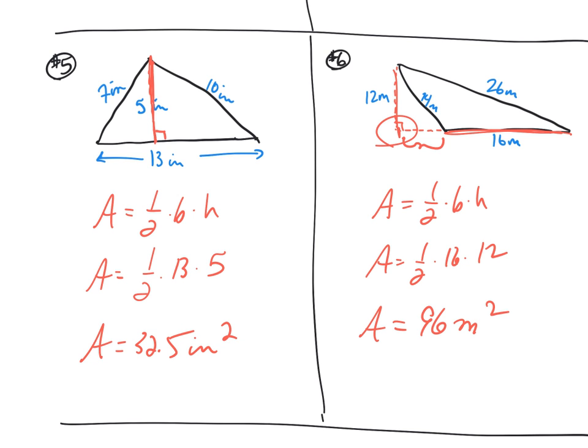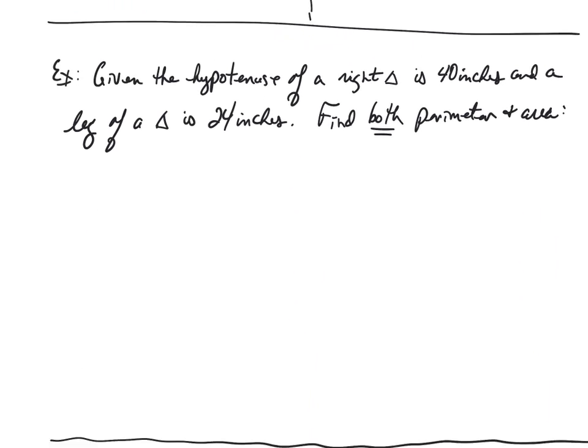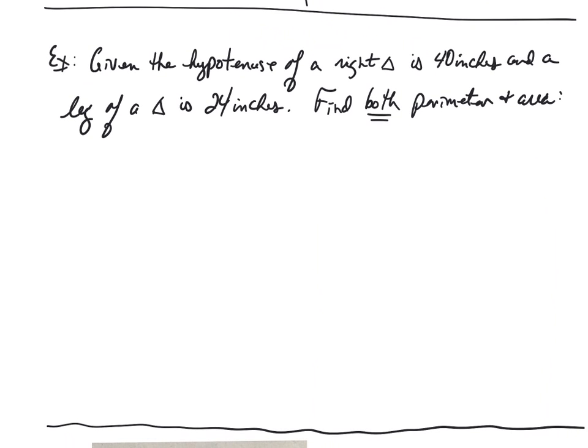Okay, so that's an example problem with each of our basic shapes and each of the different types of triangles we could have. Now I'm just going to change up on you a little bit. I'm going to ask you this time to find both perimeter and area. So here we go. Given the hypotenuse of a right triangle is 40 inches and a leg of the triangle is 24 inches, find both the perimeter and area.